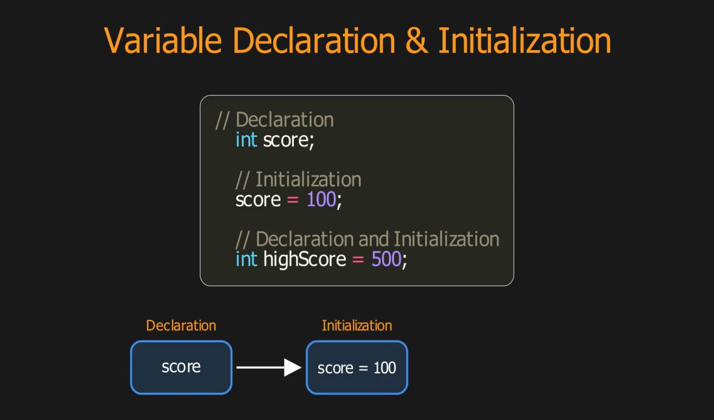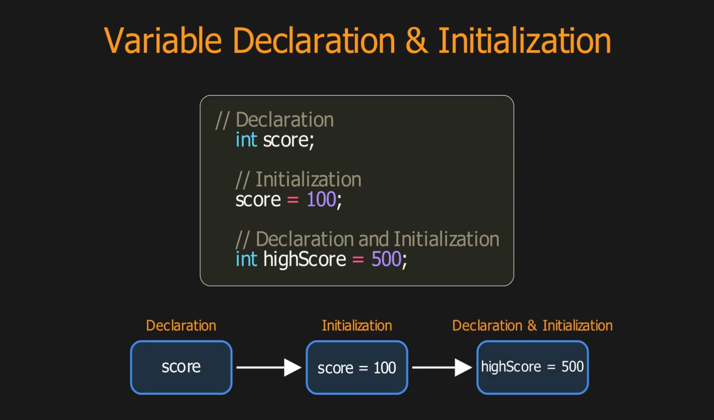Initialization is the process of giving a variable its first value. After declaring score, we can initialize it with score = 100. Now the memory space contains the actual value 100, and the variable is ready to be used in calculations, comparisons, or any other operations.